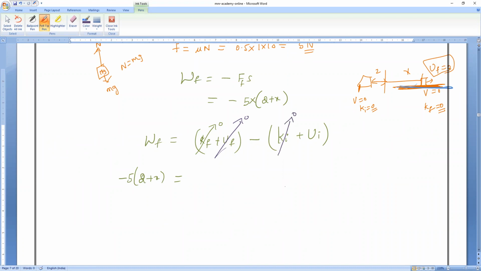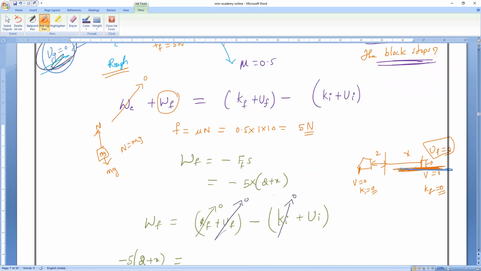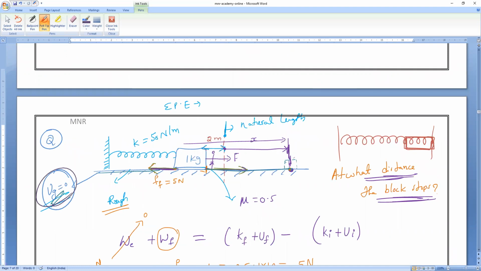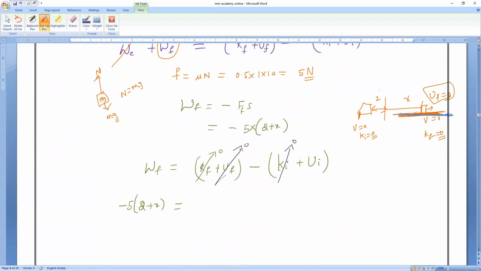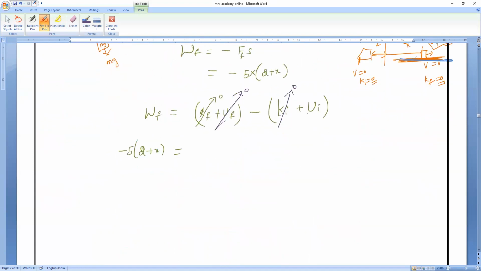Now only the initial potential energy remains. Can you tell me what it is? It is the spring force; the spring is pressed, compressed. So what is the potential energy of the compressed spring? It is half into k x square. X means either elongation or compression. So what is the initial potential energy? Everybody?